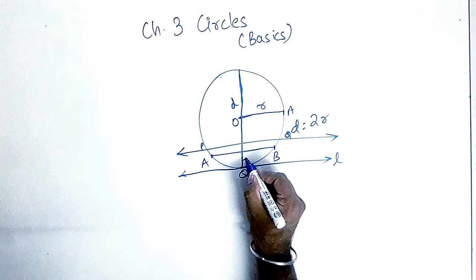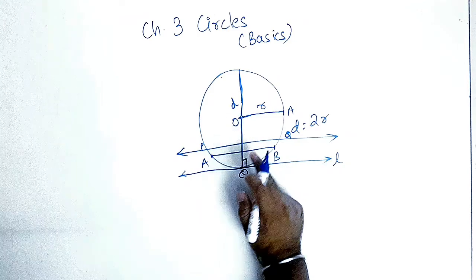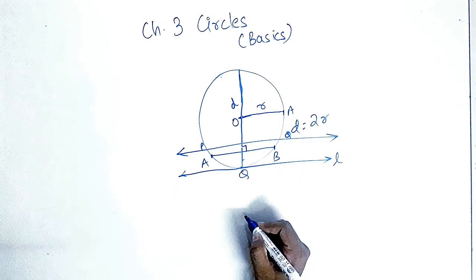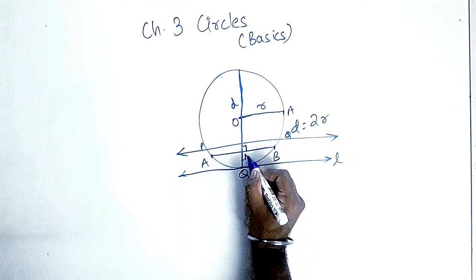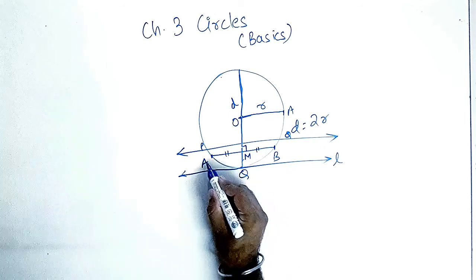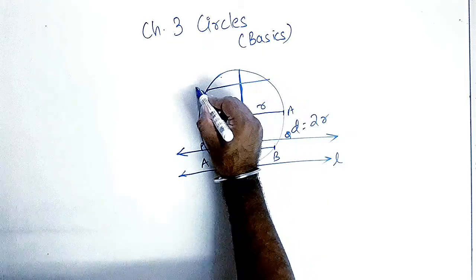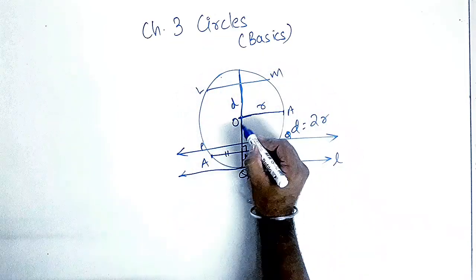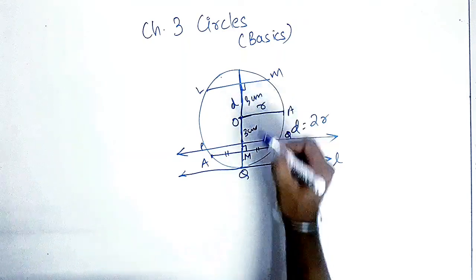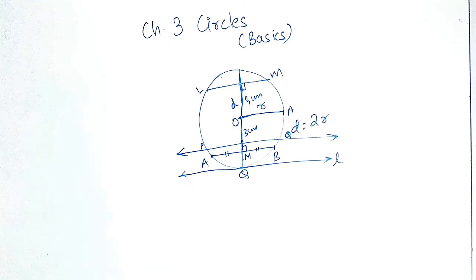You have learnt perpendicular drawn to the chord bisects the chord. So AM will be equal to MB. This you have learnt in 9th standard. Then you have learnt that congruent chords of circle are equidistant from the center. Suppose this is AB, this is LM. So the distance of this is 3 centimeters, so this also will be 3 centimeters. Congruent chords are equidistant from the center.